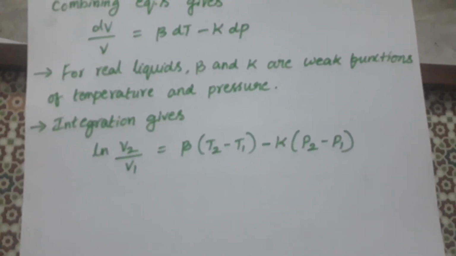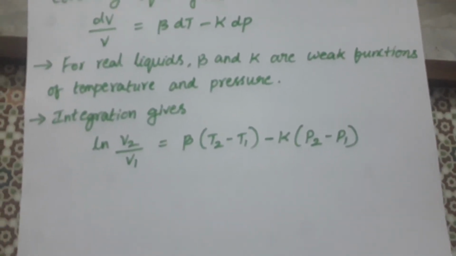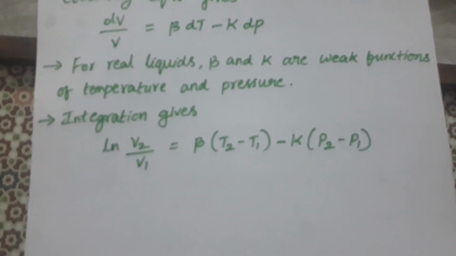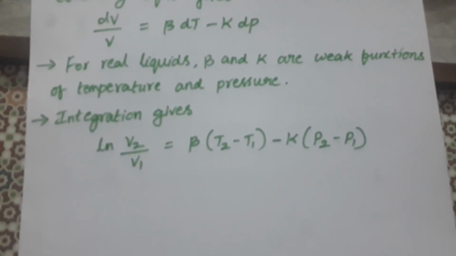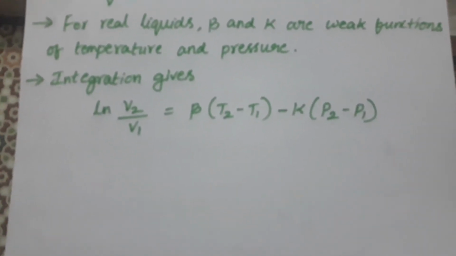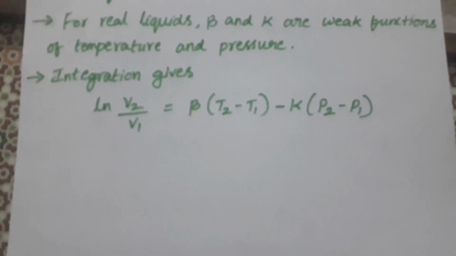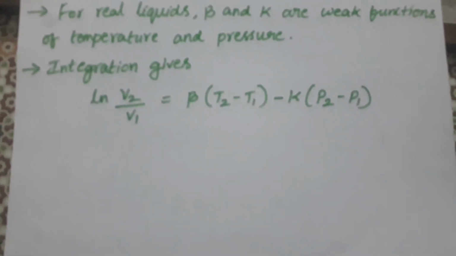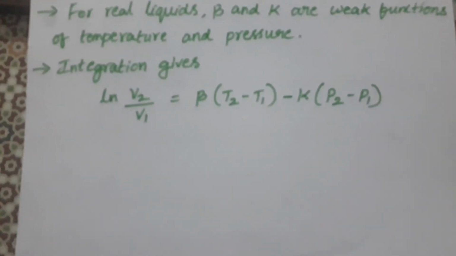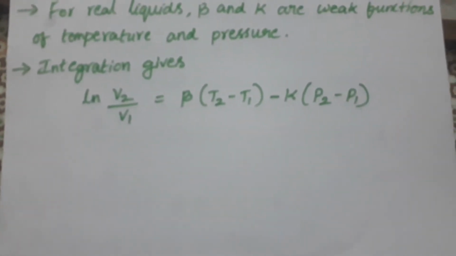For real liquids, β and κ are weak functions of temperature and pressure. So what we can do is integration. When you integrate this equation by taking the limits, we get ln(V2/V1) = β(T2 − T1) − κ(P2 − P1). Here β is the volume expansivity, κ is the isothermal compressibility, V2 and V1 represent volumes, T2 and T1 represent temperatures, and P2 and P1 represent pressures. In this way we can derive an equation of state relating pressure, volume and temperature.